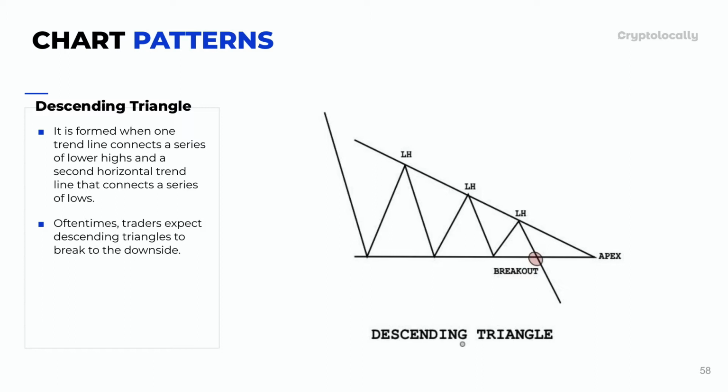A descending triangle is formed when one trend line connects a series of lower highs and the second horizontal trend line connects a series of lows. Remember, the lows are equal while the highs are lower highs. So when you see a descending triangle, oftentimes traders expect it to break to the downside. So let me show you this in a real life scenario.